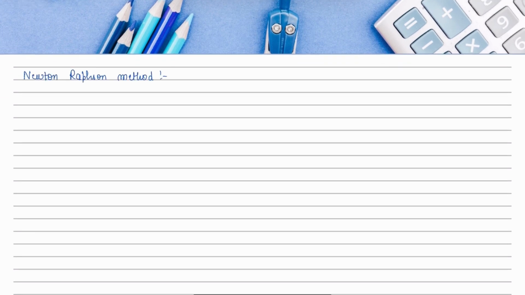The updating rule for Newton-Raphson method is x(n+1) = x(n) - f(x(n)) / f'(x(n)), where the value of n starts from 0, 1, 2, 3 and so on. Quickly starting the MATLAB code.